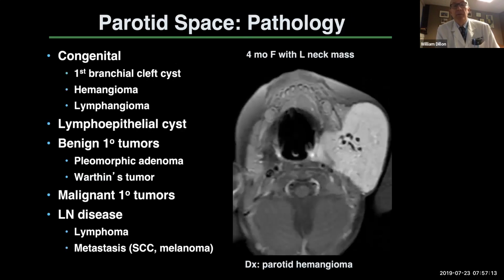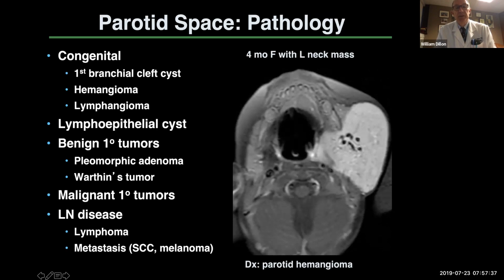Now, what kind of pathology do we see in the parotid space? We see in children, one of the most common sites of tumors is the parotid gland, and this is a benign lesion, very large. It looks like just a gigantic parotid gland, and this is a hemangioma, the most common tumor of this area in children.